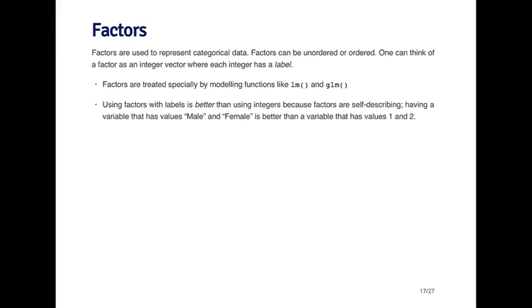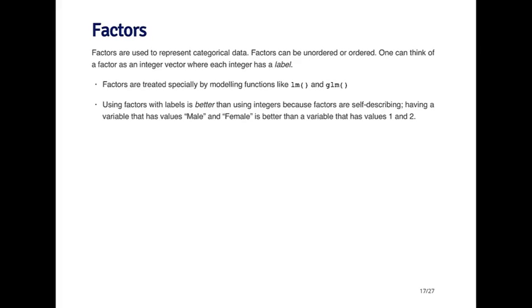For example, in many universities you'll have assistant professors, associate professors, and full professors. Those are categorical, but they're ordered. You can think of a factor as an integer vector where each integer has a label. So, for example, you can think of a vector as 1, 2, 3, where 1 represents a high value, 2 represents a medium value, and 3 represents a low value. So you might have a variable with the levels high, medium, and low, and underlying in R it is represented by the numbers 1, 2, and 3.